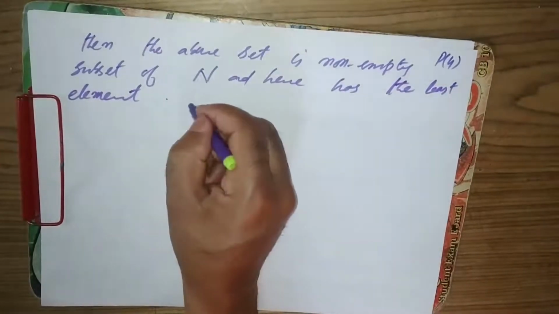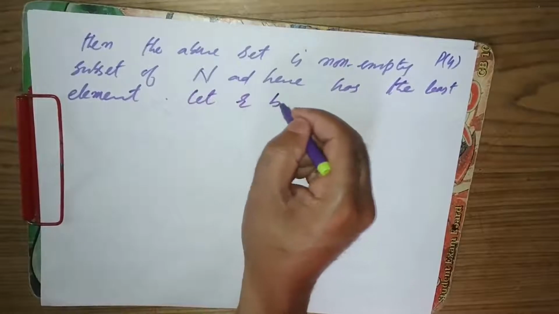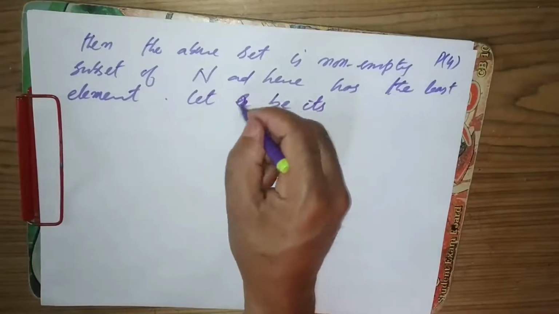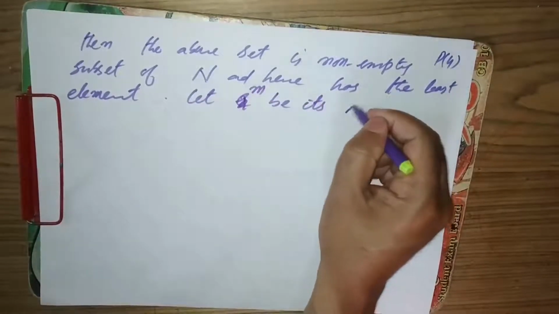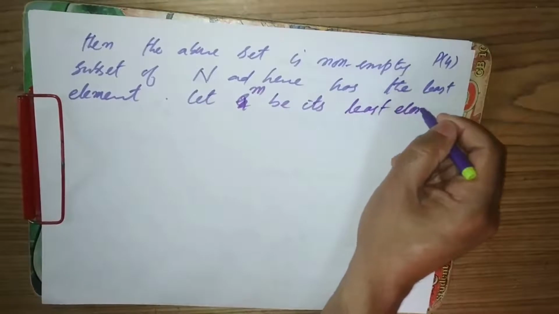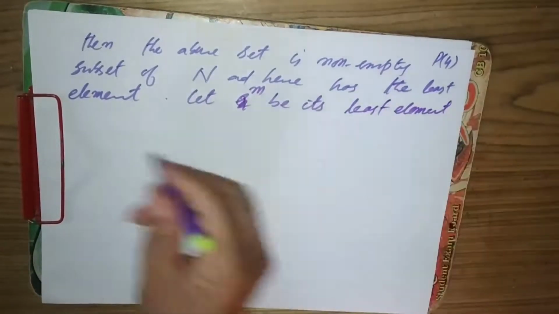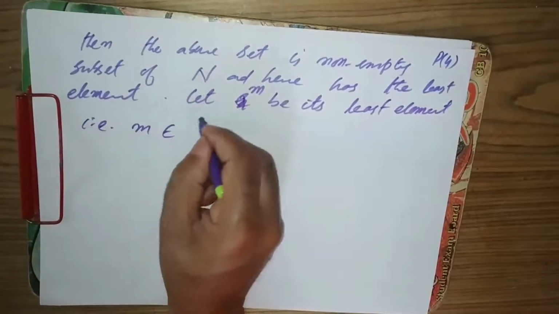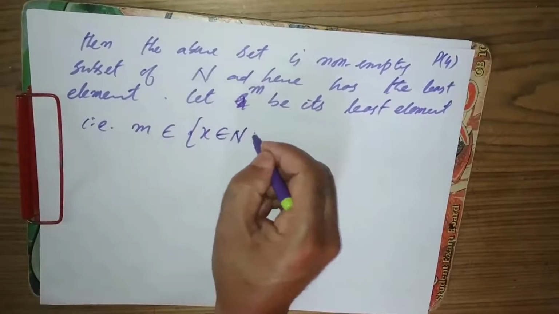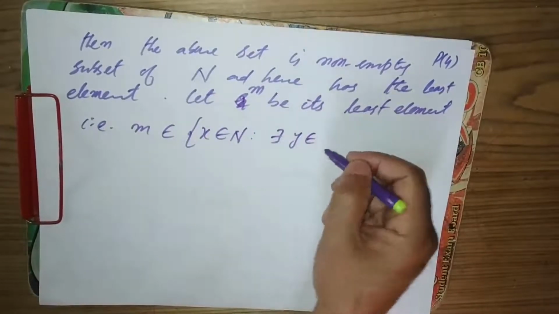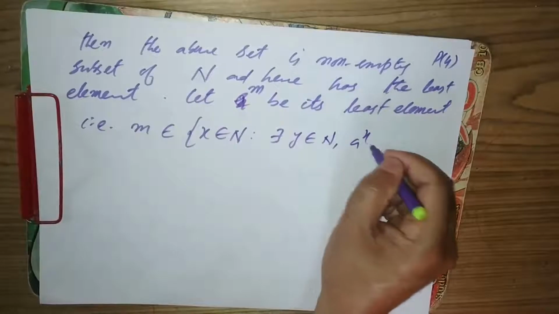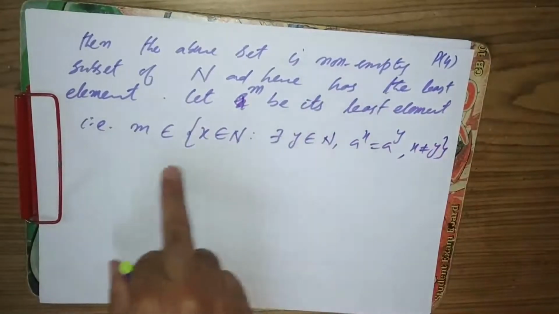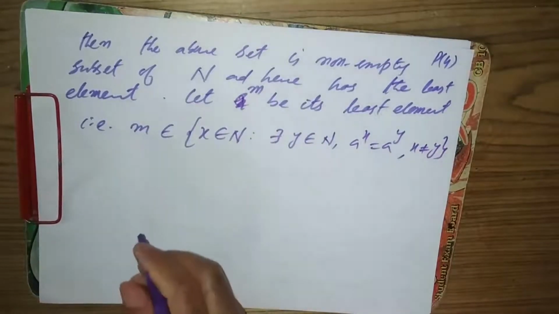So let M be its least element. That is, this M belongs to the set X belongs to N, so that there exists Y in N with a power X equal to a power Y, but X is not equal to Y. So M is the least element of this set. M belongs to this set.